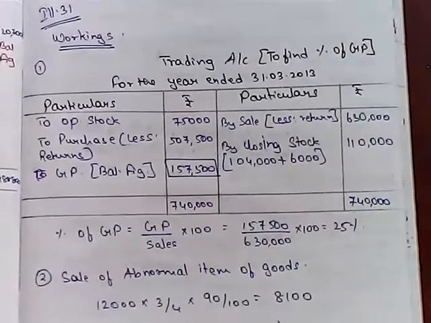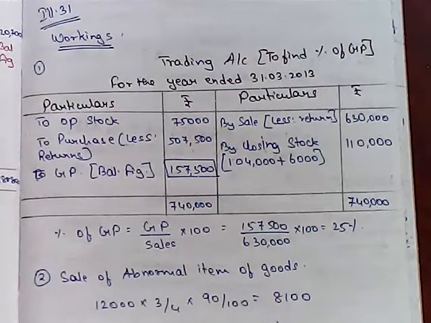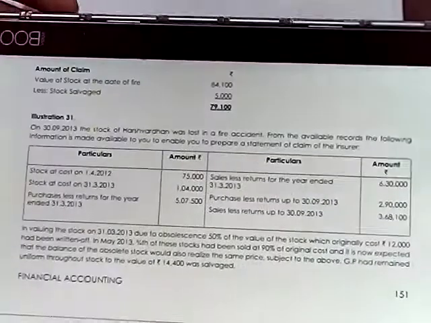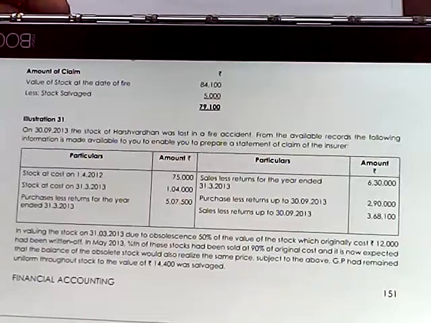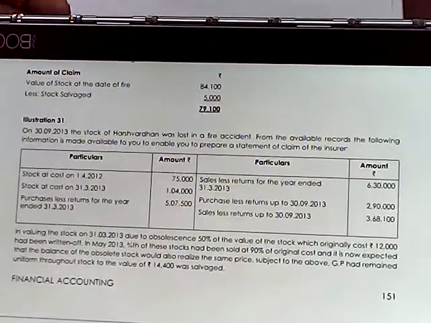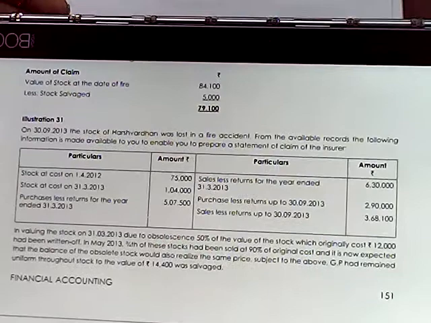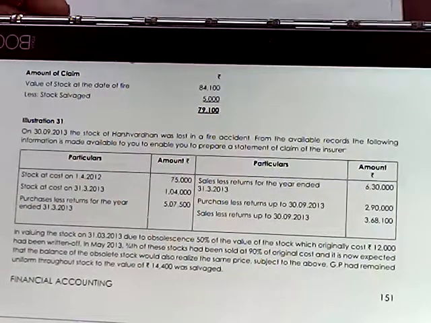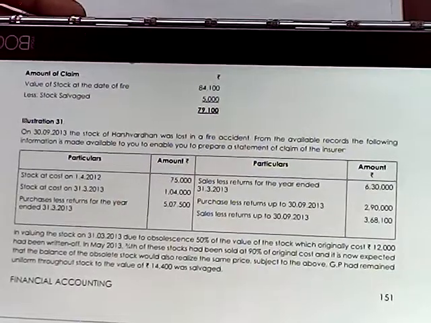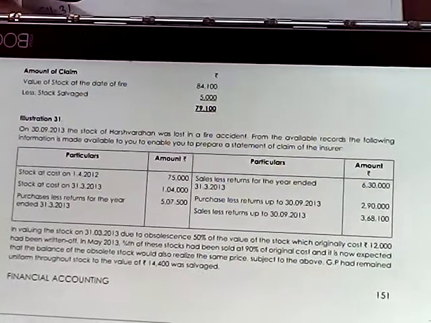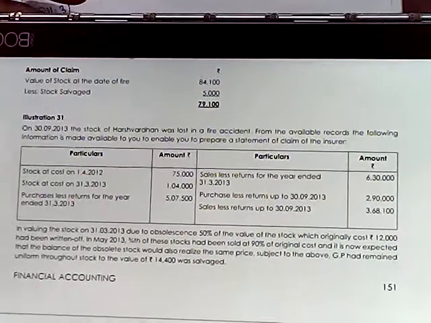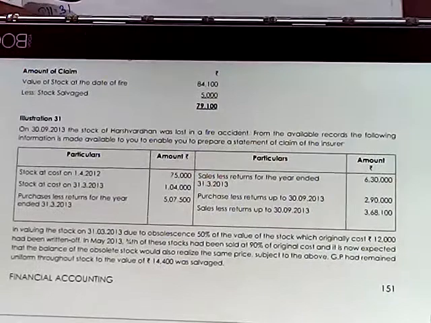Okay, so next moving on to illustration number 31. So let's read the problem first. On 30/9/2013, the stock of Harshavardhan was lost in a fire accident. From the available records, the following information is made available to you, to enable you to prepare a statement of claim of the insurer. So they have given you the particulars, amount and all the details. Please read them. I'm not going to read this.